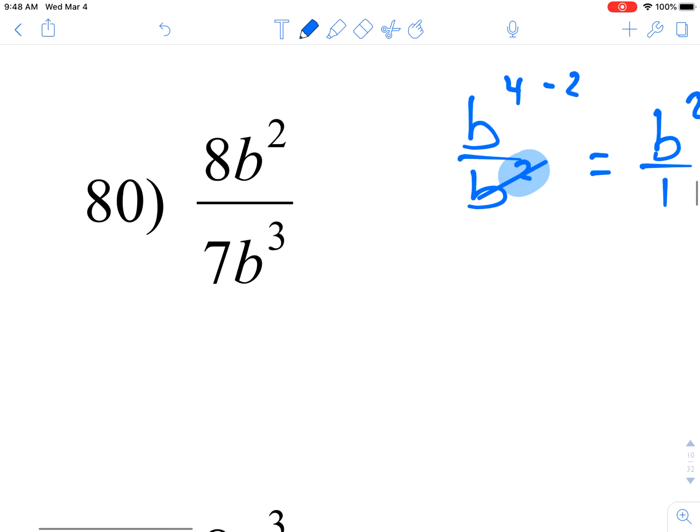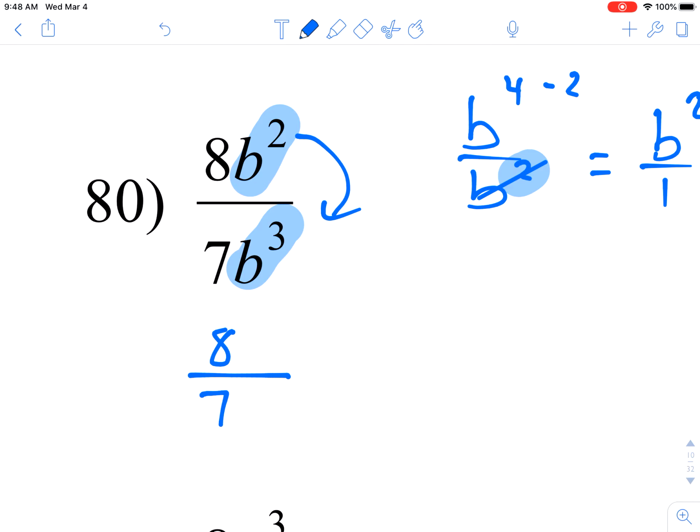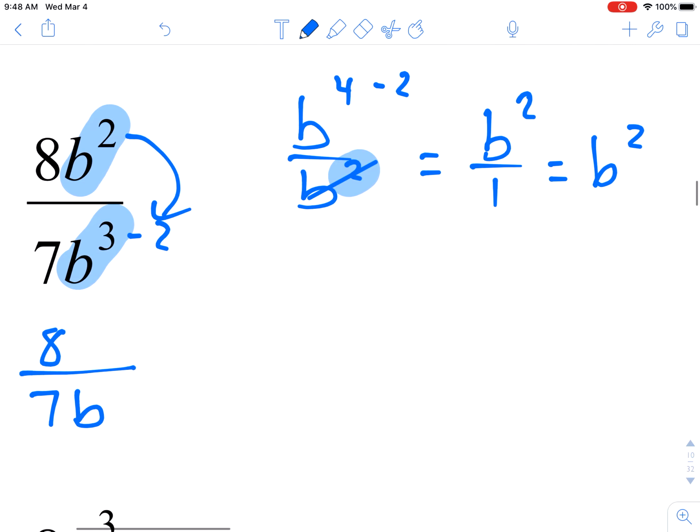Let's take a look at number 80. So 8 over 7, I can't divide that, so it's going to stay 8 over 7. However, I've got a b to the second and b to the third. Because b to the second is smaller, I'm going to move it down here to the bottom. I'm going to subtract 2, and this is going to become b to the first. However, I don't have to write the 1, so you can simply leave this as 8 over 7b. If you write the 1, it's still the correct answer, but you don't have to write it.